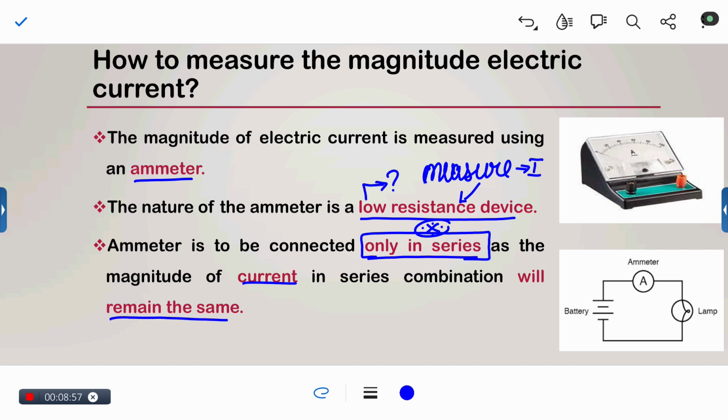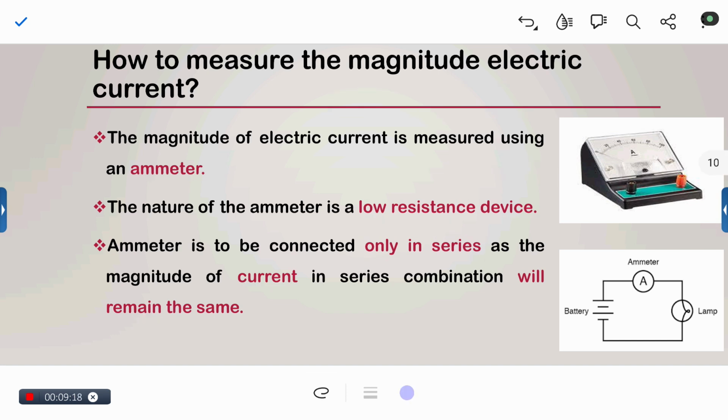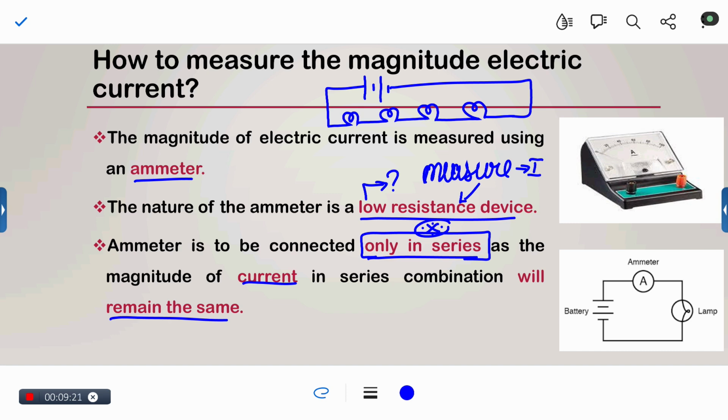For example, let's take a circuit. If you observe, all 4 bulbs are connected end to end. That means it is a series combination. And if the question says that the amount of current passing through the first bulb is 1 ampere, and asks for the current passing through the 4th bulb, the same amount of current will pass over here. There won't be any change in the magnitude. The magnitude of current in a series combination will remain the same.